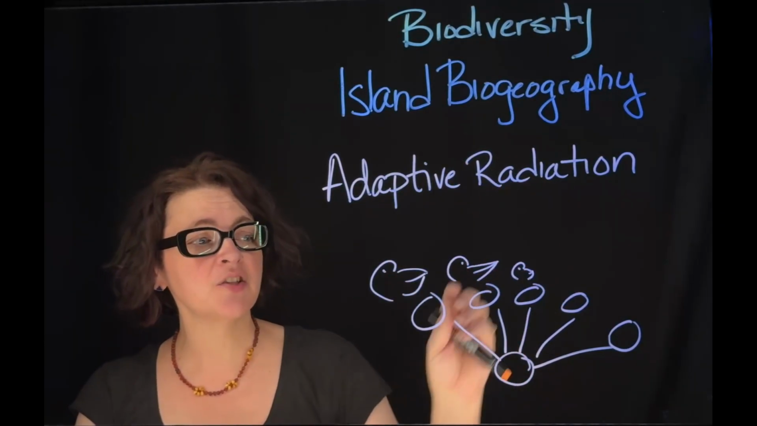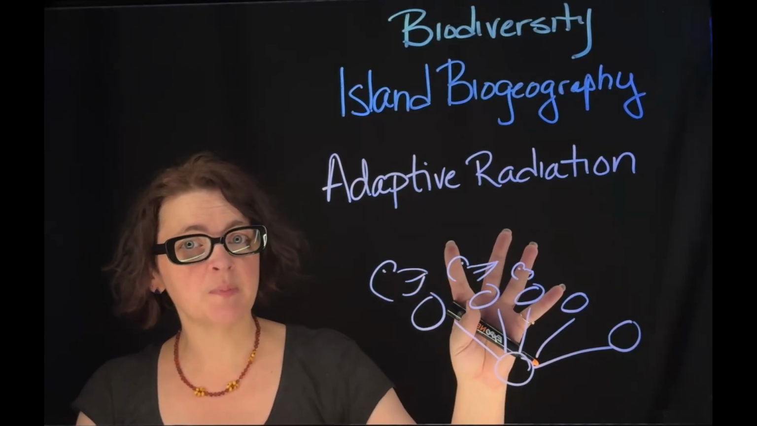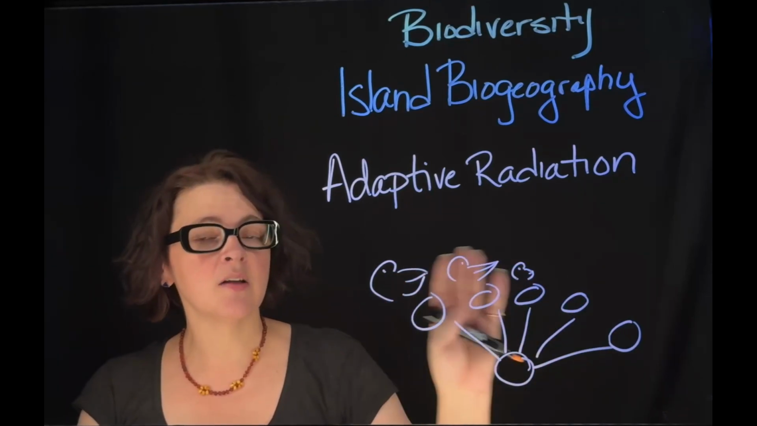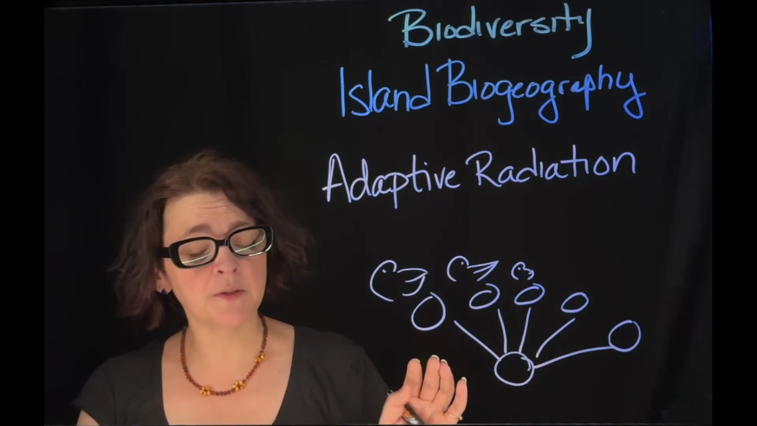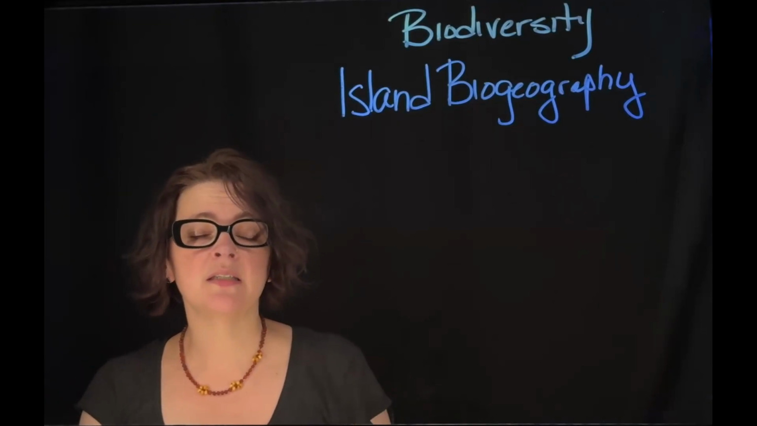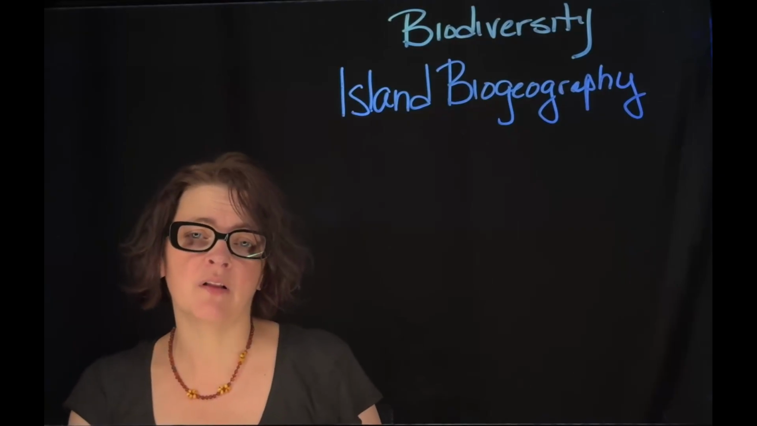So adaptive radiation is essentially that one species giving rise to a bunch of different species, variations, based on what's available. And because of the limited resources, many islands have species specialists and not generalists because of the specific items that are available on that island.